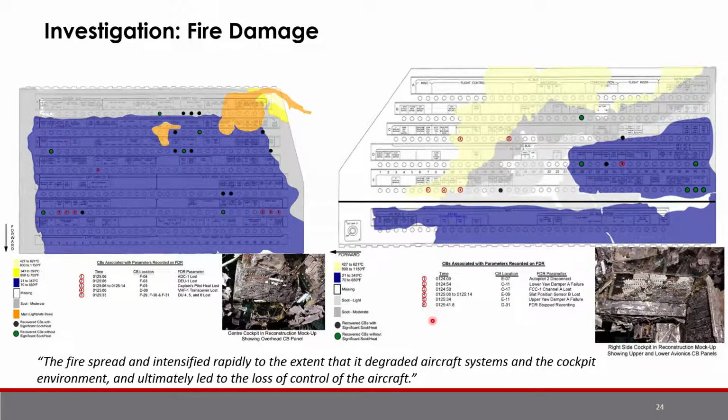We have another aircraft computer, an air computer going away. We have the electronic display going away. We lose radio frequency transceivers, display units, more control system failures, and eventually the failure of the flight data recorder itself. And quoting the flight investigation report, the fire spread and intensified rapidly to the extent that it degraded aircraft systems and the cockpit environment and ultimately led to loss of control of the aircraft.